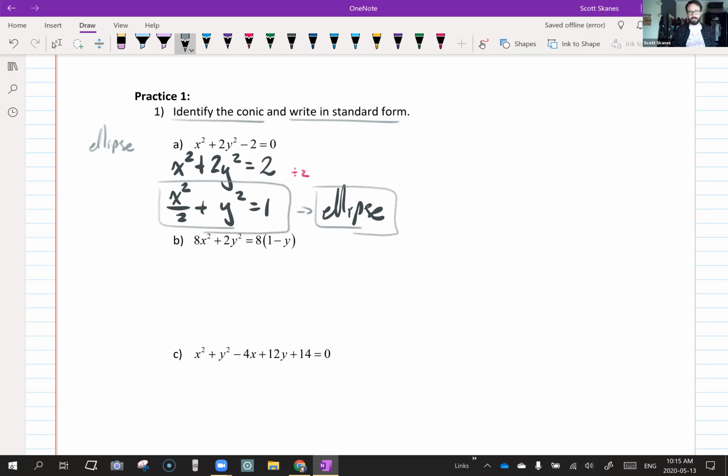I'm not going to do the extensions. I could, of course, ask you. You could say, what's the center? 0, 0. What are the vertices? And so on. But I'm not going to do that. You've got enough practice now.